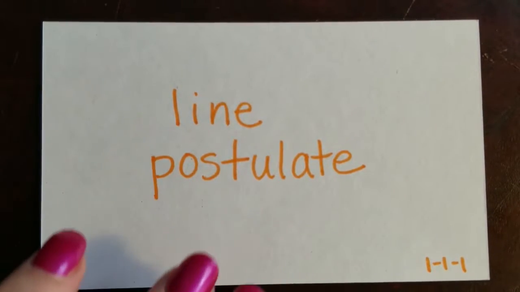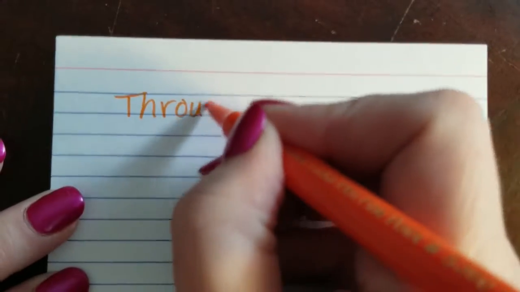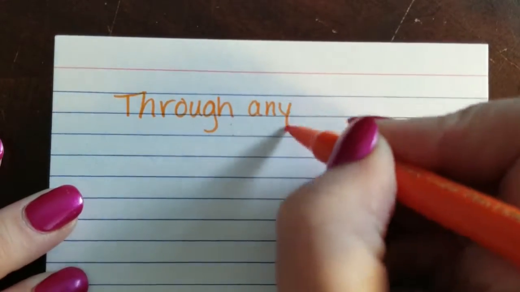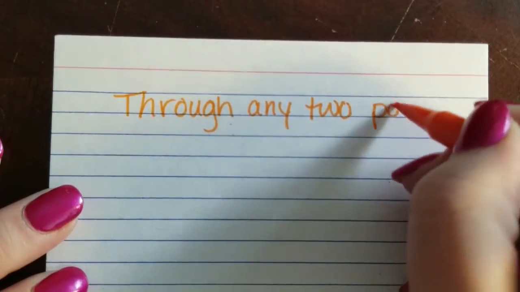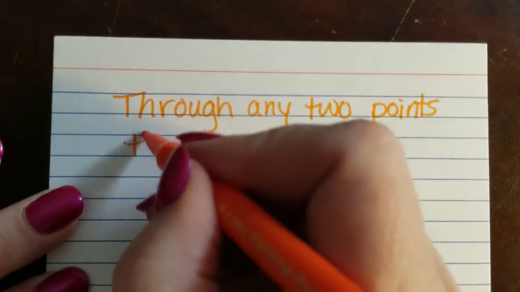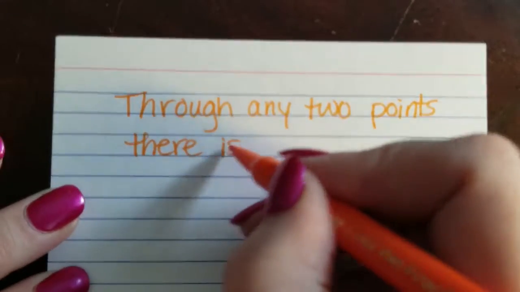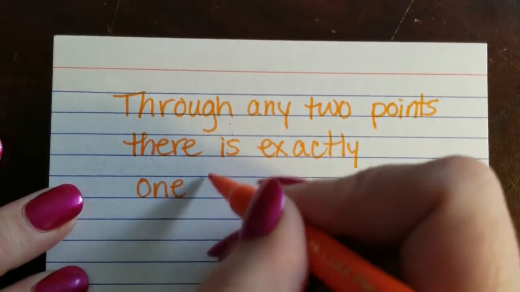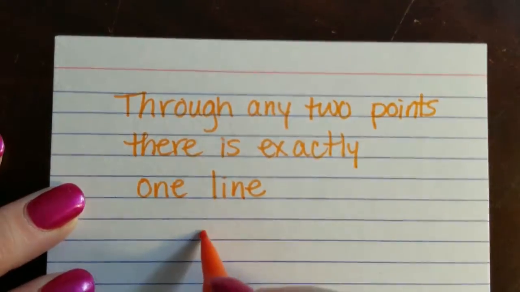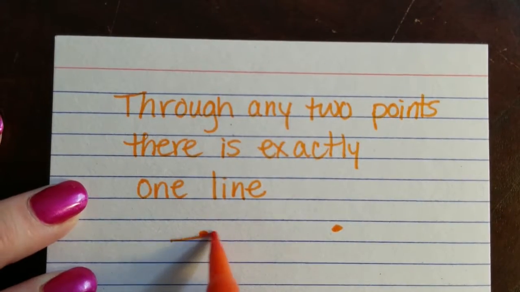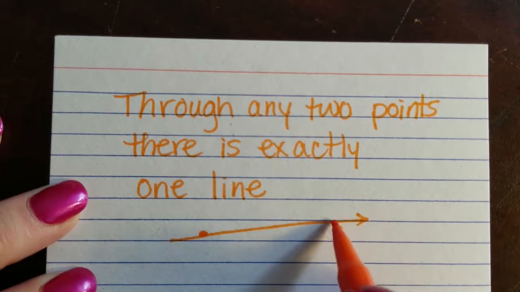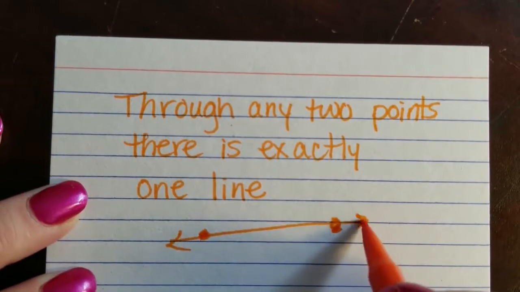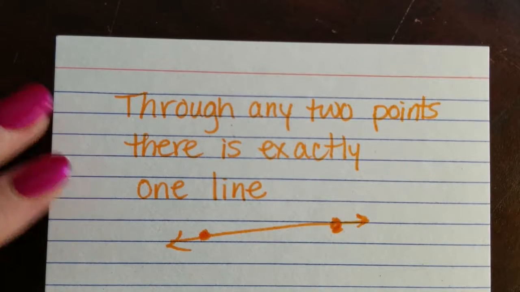A line postulate, once again, something we accept as truth without proof, is that through any 2 points, there's exactly one line. So I have a point here and a point here. I can only draw one line through those 2 points.